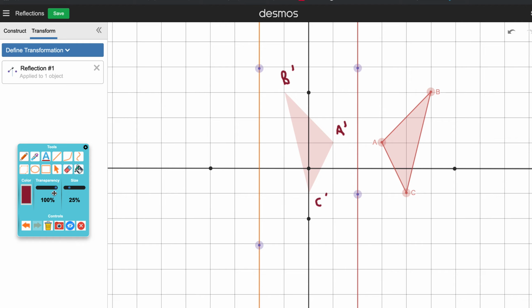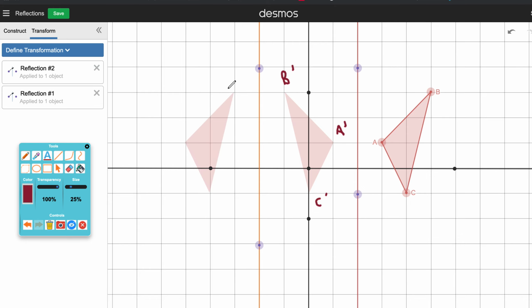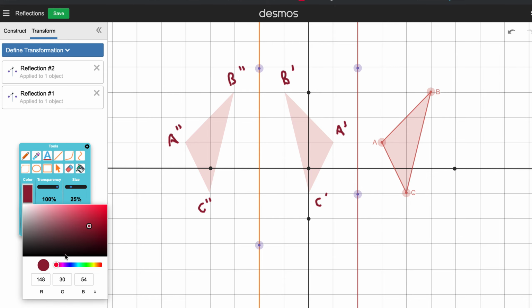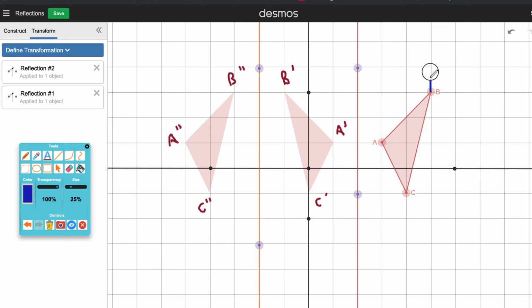Now if we define another reflection, and we choose our line of reflection and apply it to this object, we're going to make this a double prime so we can tell the difference. This will be B double prime, this will be A double prime, and C double prime. Now the key thing to focus on is what is happening from the first to the last. If I'm looking at B, it is going all the way over here to B double prime, C to C double prime.